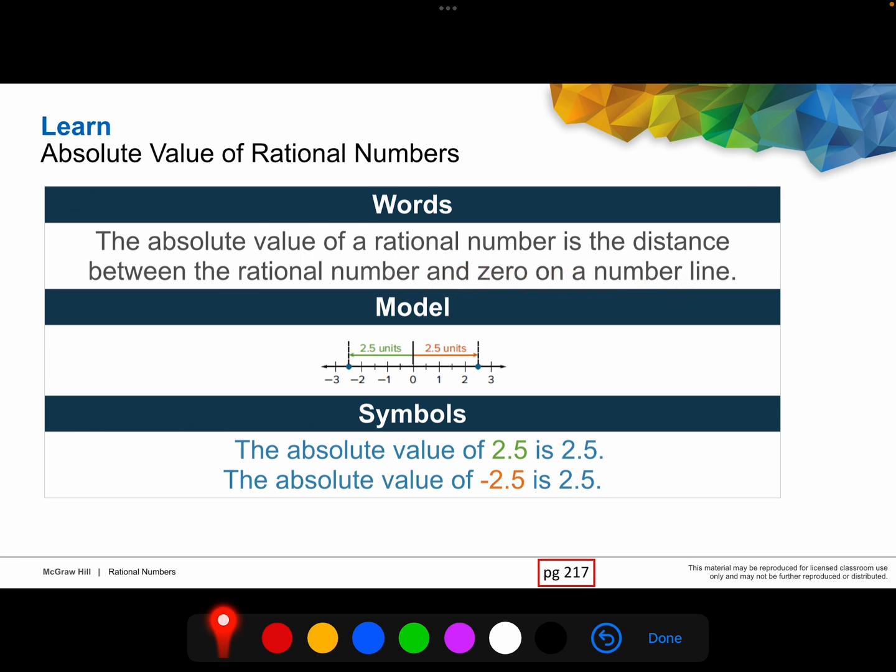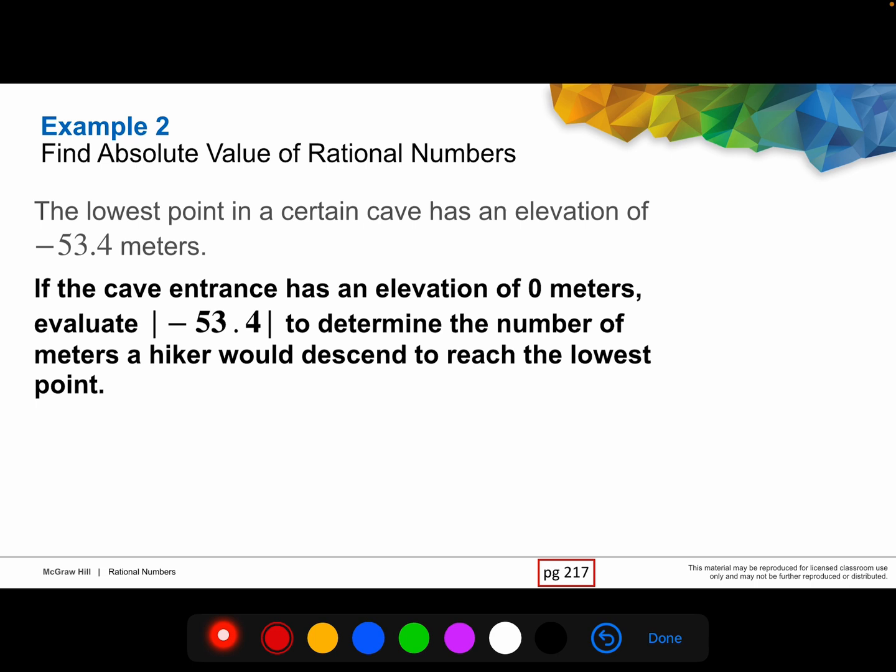So looking at our model here, I'm modeling -2.5 and 2.5. My apologies for the colors over here. You can see the absolute value of 2.5 is 2.5 because it's 2.5 units away from 0. The absolute value of -2.5 is also 2.5. Let's take a look at example 2. The lowest point in a certain cave has an elevation of -53.4 meters.